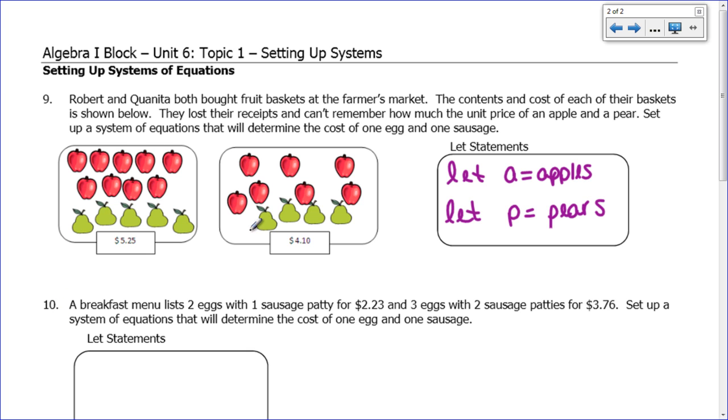Then I'm just going to write an equation for each basket. This basket has 1, 2, 3, 4, 5, 9 apples, and 1, 2, 3, 4, 5 pears. And it tells me in this little box that that cost $5.25. That's the equation for that basket. This basket has 1, 2, 3, 4, 5, 6, 7 apples and 4 pears, and it cost $4.10. Those are your two equations, and so you see we have two equations and we have two variables. And starting tomorrow, we'll start talking about how to solve these and get the answers and find out what they are. But for now, this is all we have.